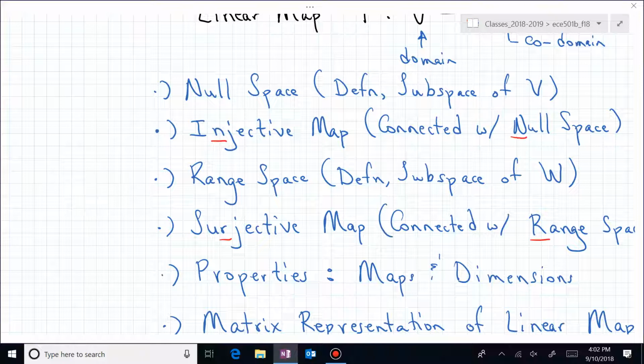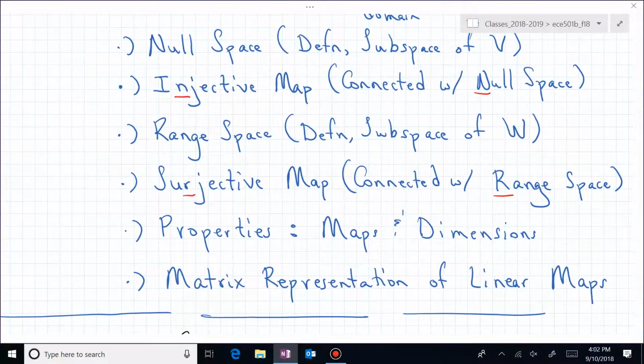Then we will talk about a range space, and that now is worrying about the codomain, or the W vector space. Where do we get to? What's the range? What's the image of this linear map? We'll provide its definition, and then we'll simply state that that's a subspace of W. Then we will talk about a surjective map. A surjective map has an R in it, which is convenient, and we'll use that to help us remember that surjective maps are related to range space. And a surjective map is an onto mapping. It fills all of W. So we have injective maps and surjective maps, and they refer to two different vector spaces depending on what the linear map is doing. And then we'll talk in more general terms about maps and dimensions, and then we'll start thinking about matrix representations of these maps.